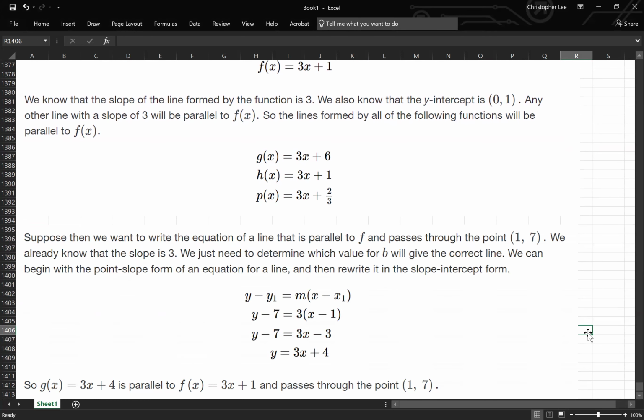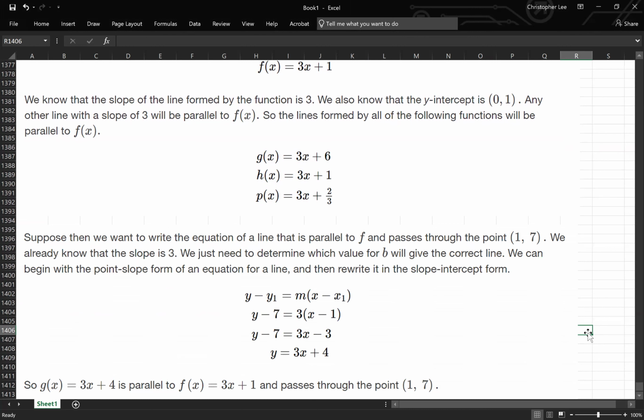Suppose then we want to write the equation of a line that is parallel to f and passes through the point (1, 7). We already know that the slope is 3. We just need to determine what value of b will give the correct line.